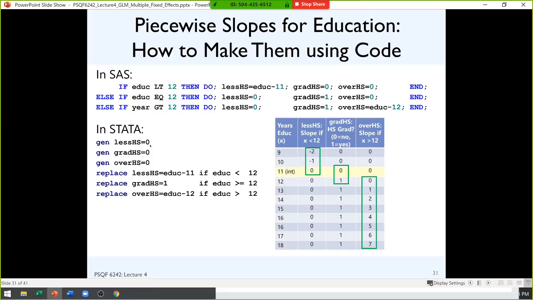And then in Stata, I initialized each of these variables to 0 because that was the most common value, and then selectively replaced them. If education is less than 12, then the first slope takes on this value. If education is greater than or equal to 12, the second slope picks up a 1, and then if it's greater than 12, it picks up this value right here. Okay.